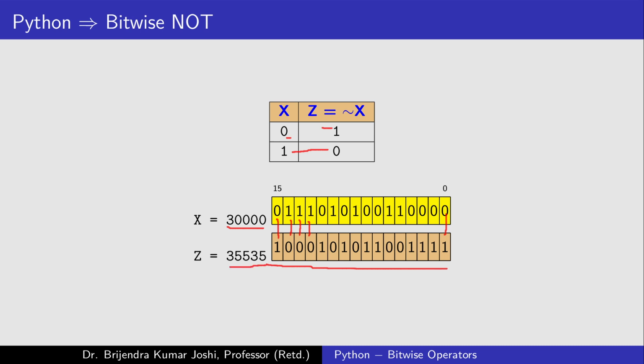Accordingly, you can make out that this bit pattern here represents 35,535. But remember, in most computers, negative numbers are represented as 2's complement. So whenever the most significant bit is 1, the number is treated as negative. And that is why when this operator is used in programming languages, the result is not the same as it appears here. That will be clear with an example.